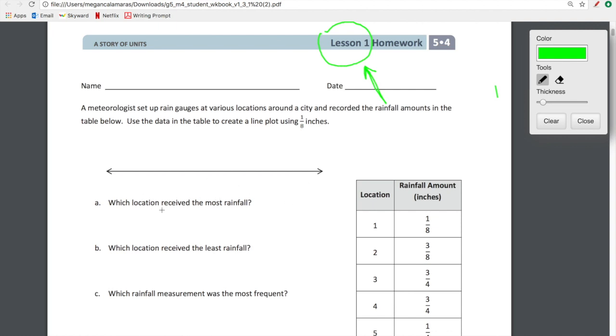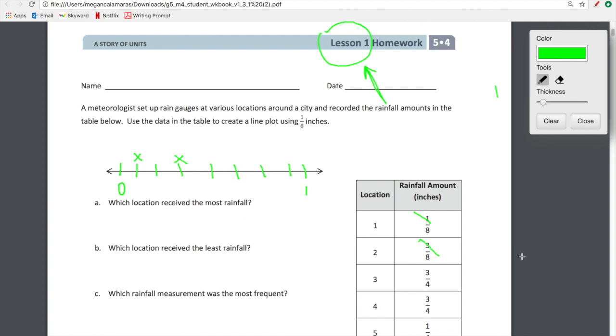So what we had to do was, I don't have the full document, so we looked at rainfall in inches from 0 to 1. And then I'm going to divide the space between 0 and 1 into eighths. So we have 1, 2, 3, 4, 5, 6, 7, 8. And then we plotted our data. So we had 1/8 represented by an X. And then we had 1, 2, 3/8 represented by an X.